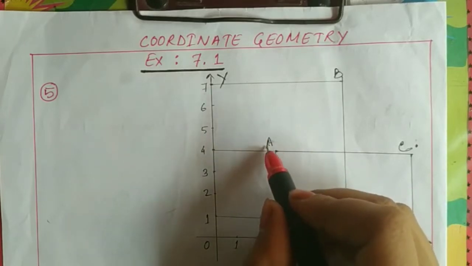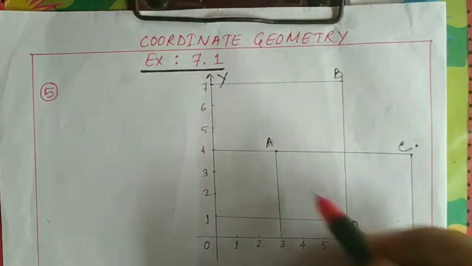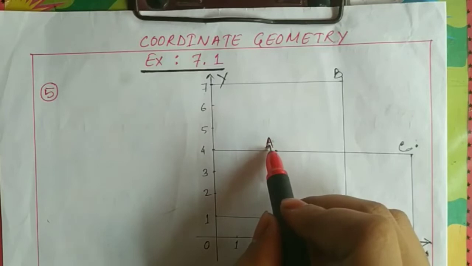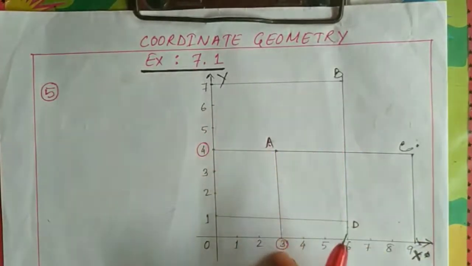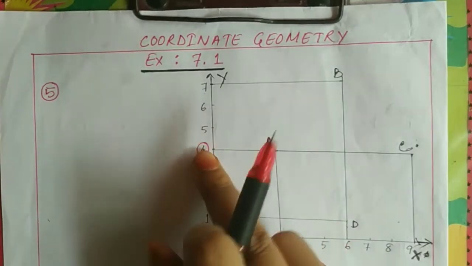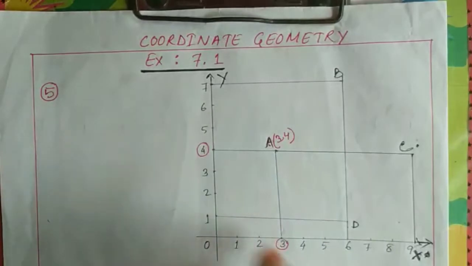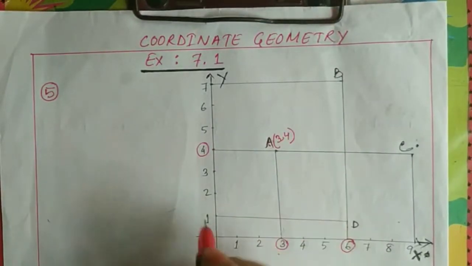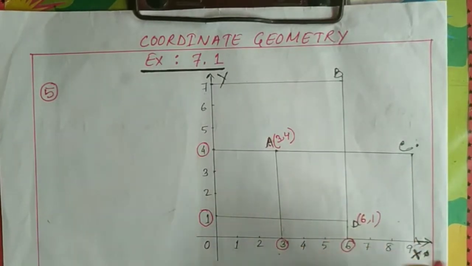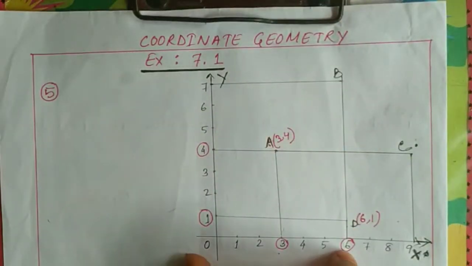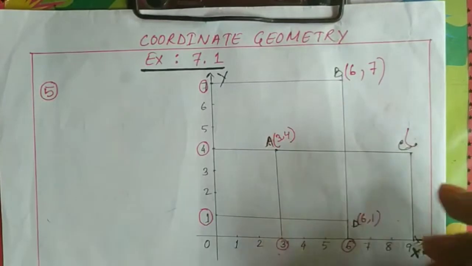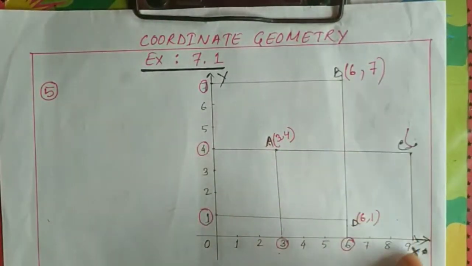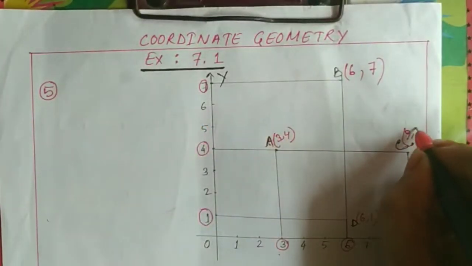So here, what are the coordinates of A? The 4 points are given, A, B, C, D. So first find the coordinates. This one is the x-axis, this one is the y-axis, and in the x-axis here 3, and in the y-axis this one 4. That means the coordinate of A is 3 comma 4. Again for D, for x this one 6, and for y this one 1. That means 6 comma 1. Again for B, in the x-axis this one 6, and in the y-axis this one 7. Again C, 9 and 4. Okay.